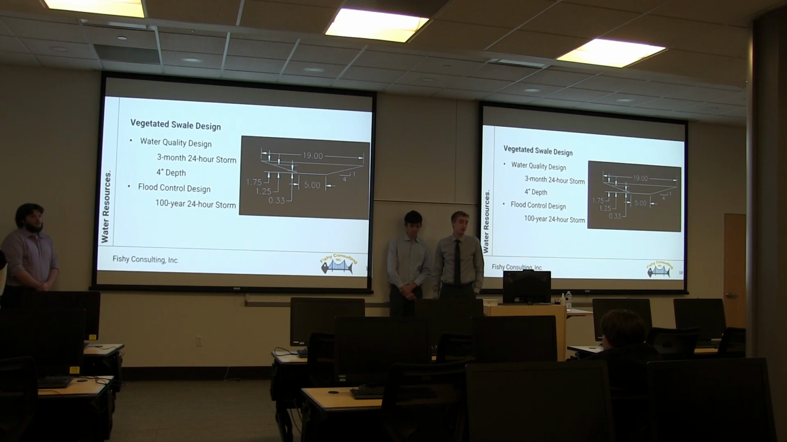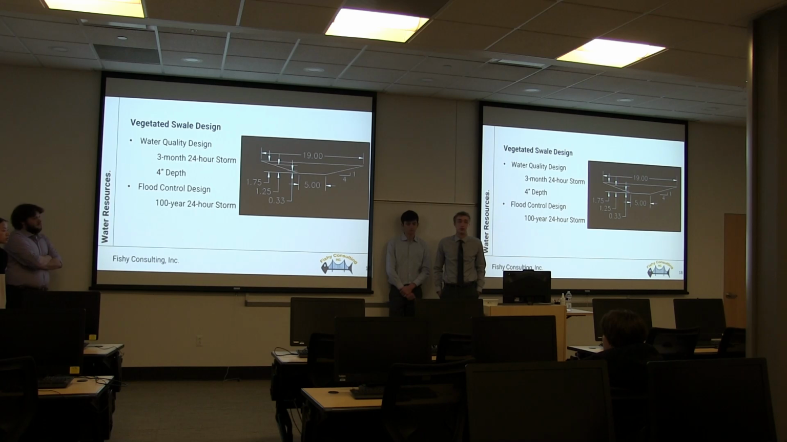The city of Valparaiso specifies a maximum depth of 4 inches of water, side slopes of 4 to 1, horizontal and vertical, and then a maximum water velocity of 0.9 feet per second in order to achieve the treatment necessary. So a 5-foot bottom width for the vegetated swale was selected based on those.